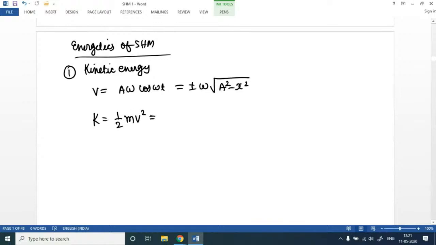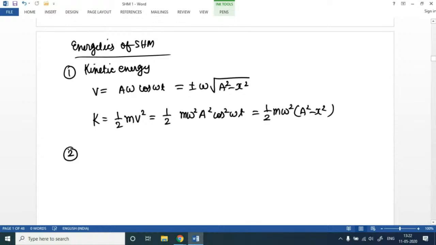So as a function of time, you can represent it as half m omega square a square into cos square omega t, and as a function of x you will be able to represent it as m omega square into a square minus x square. So this is the kinetic energy as function of time and position.